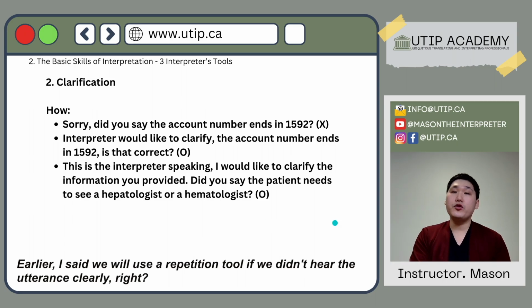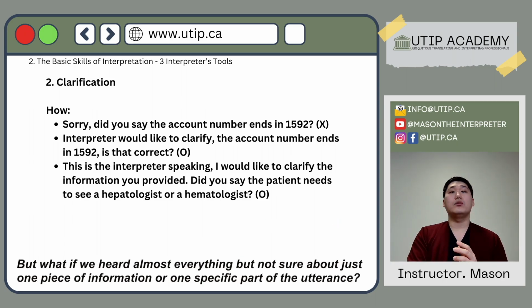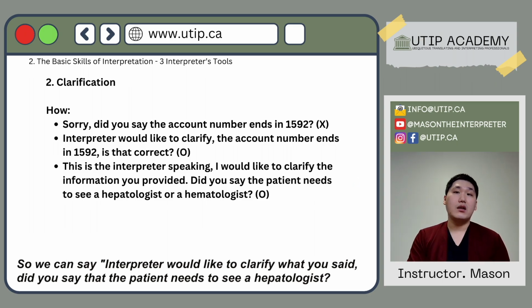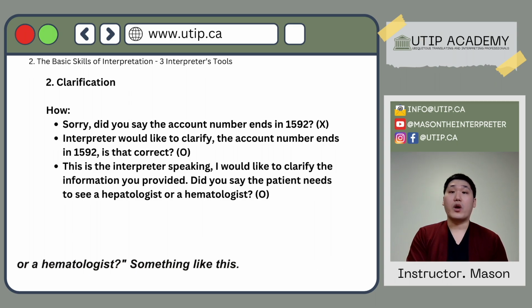Earlier I said we will use our repetition tool if we didn't hear the utterance clearly, right? But what if we heard almost everything, but are not sure about just one piece of information or one specific part of the utterance? In that case, it's much better to specify the question and ask for a clarification instead of asking them to repeat the whole segment. So we can say, interpreter would like to clarify what you said. Did you say that the patient needs to see a hepatologist or a hematologist?